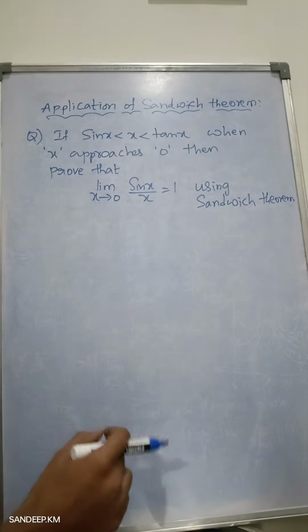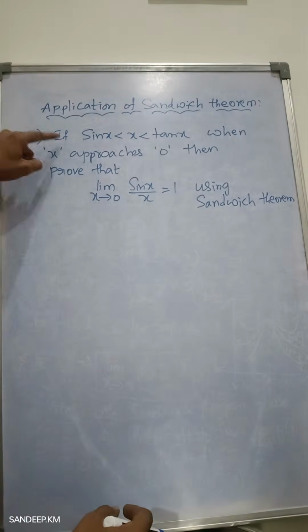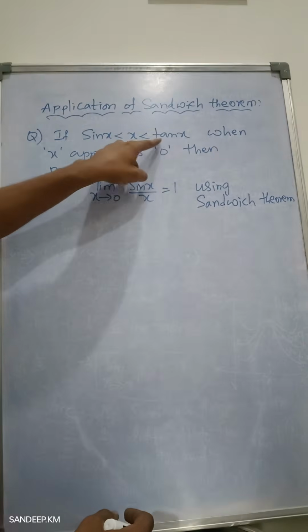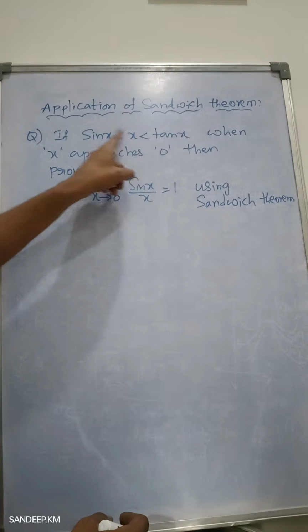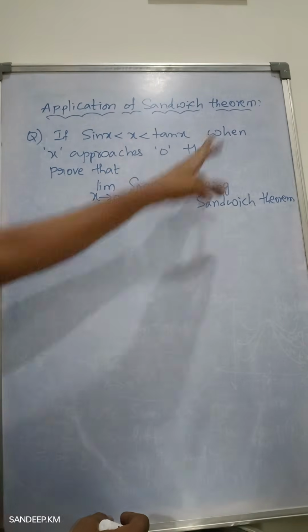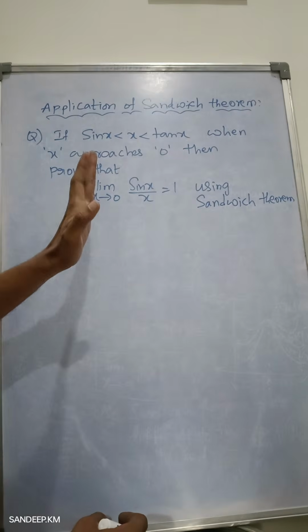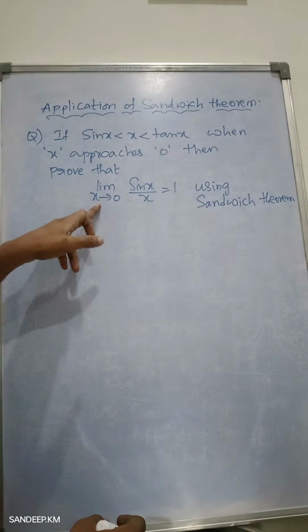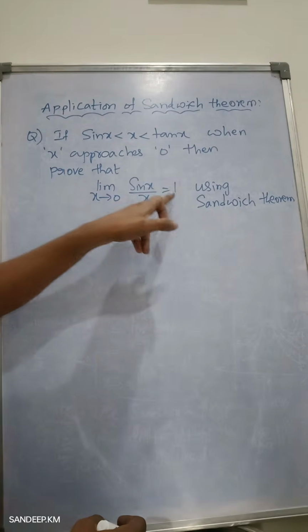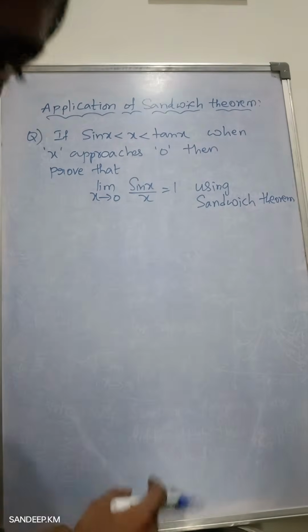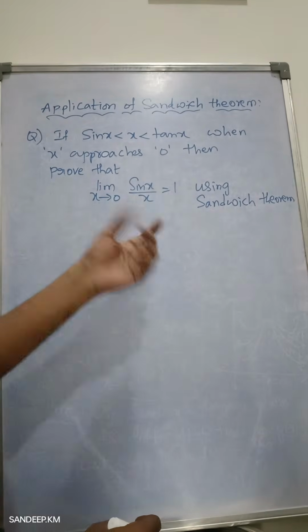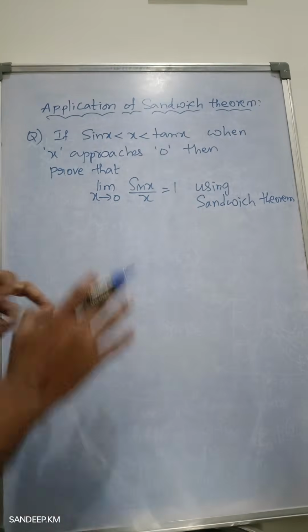Here is an application question of sandwich theorem. If sin x is less than x less than tan x, x is sandwiched between sin x and tan x when x approaches 0. Then prove that limit x approaches 0, sin x by x is equal to 1, but using what theorem? Sandwich theorem. We can also prove it using L'Hospital's method, but let us see how to prove it using sandwich theorem.